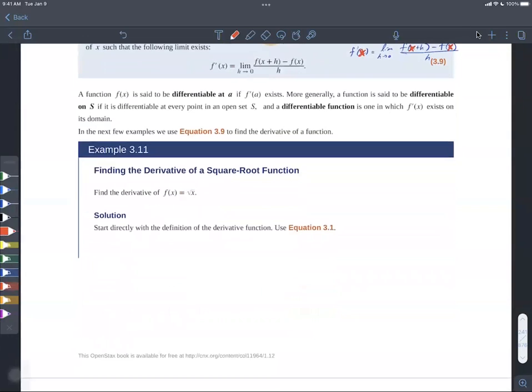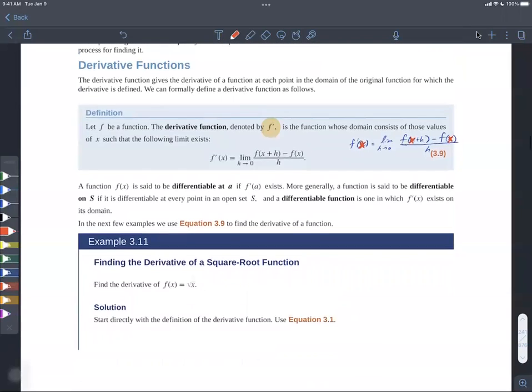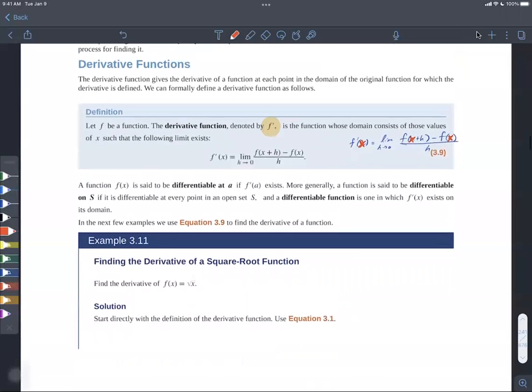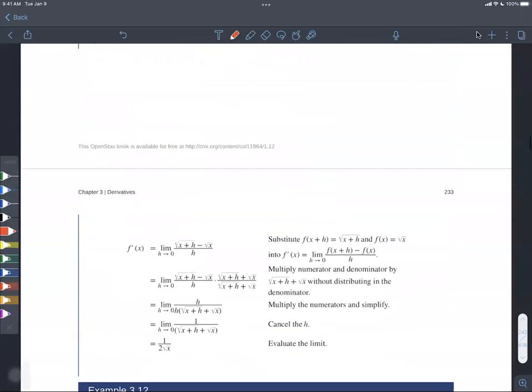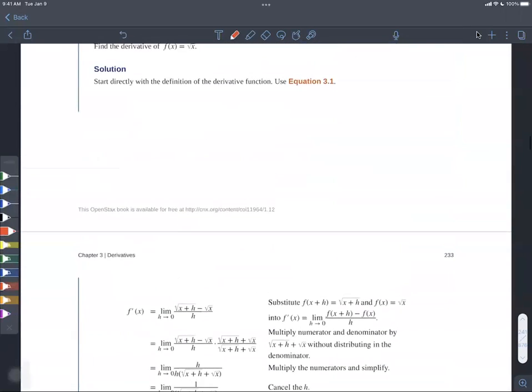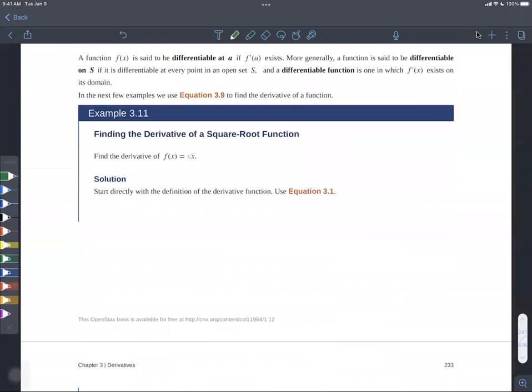So, finding the derivative of a square root function. We want to find the derivative of f of x equals the square root of x. It says to start directly with the definition of the derivative function and use equation 3.1. Okay, so let's take a look. We can do it together here.